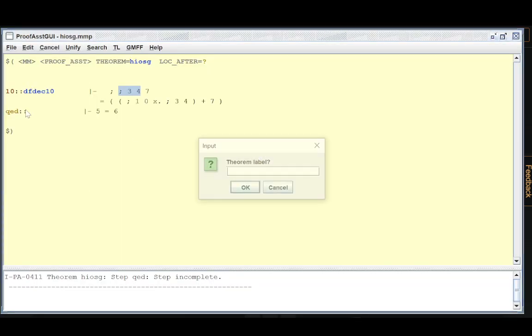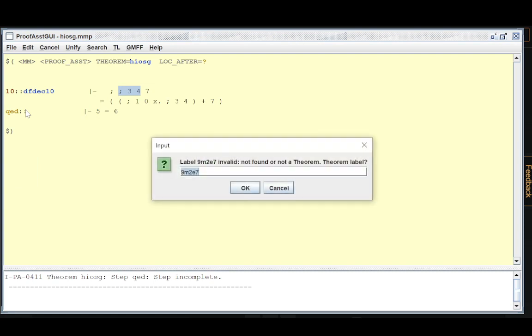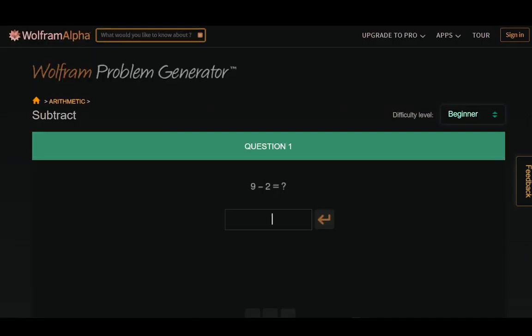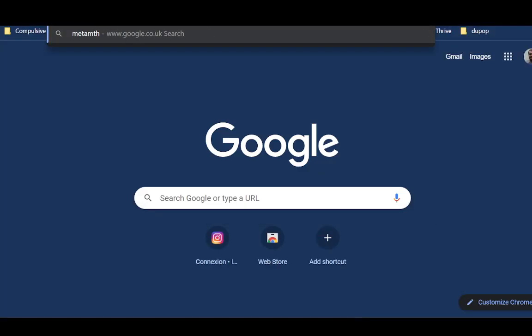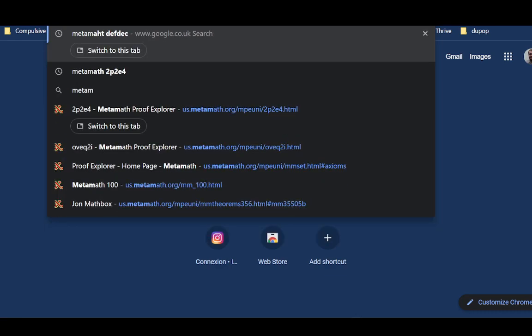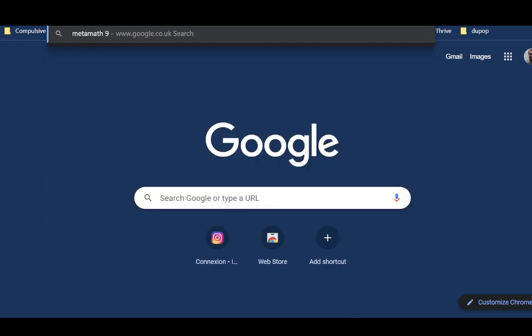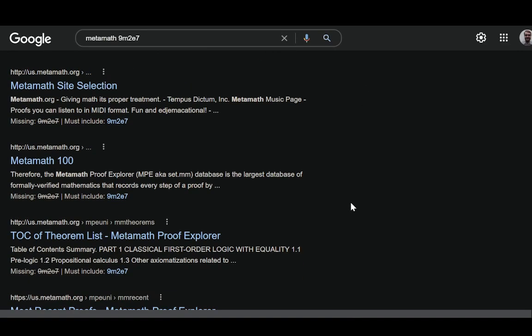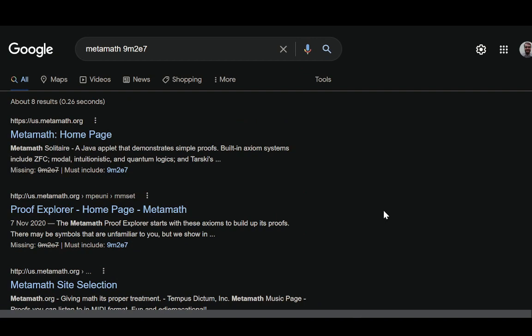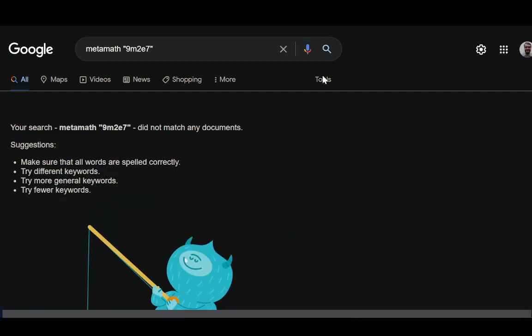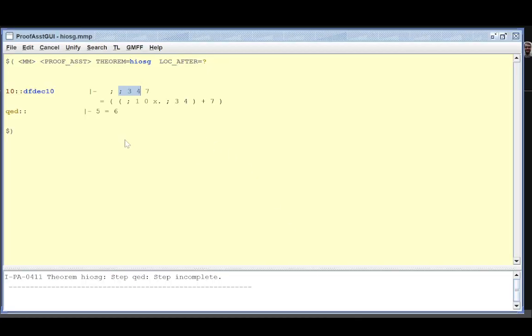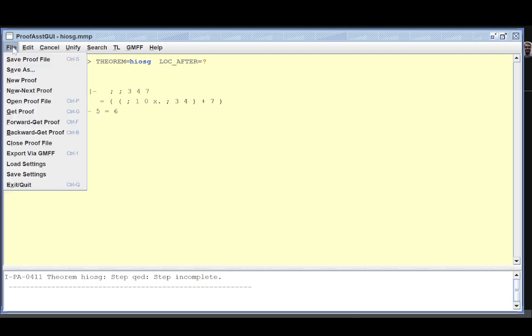So let's see if we have 9 minus 2 equals 7, I would have thought it would be. Okay. It doesn't seem to be in the database already, which is interesting. Let's search Google to see if that can find it. Metamath 9 minus 2 equals 7. Doesn't seem to think it's there. That's really interesting. Yeah, okay. So I think probably this isn't in the database already. So let's try and do it.